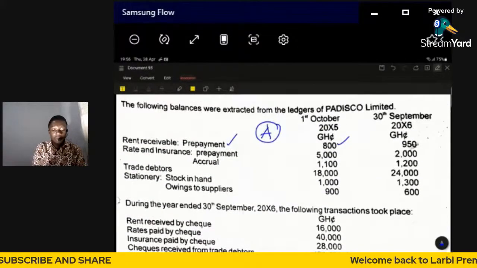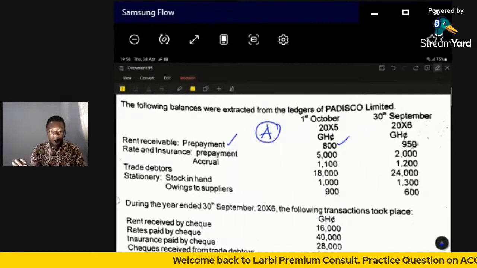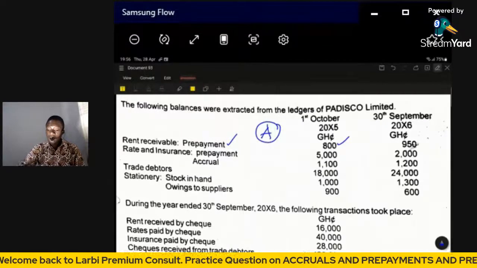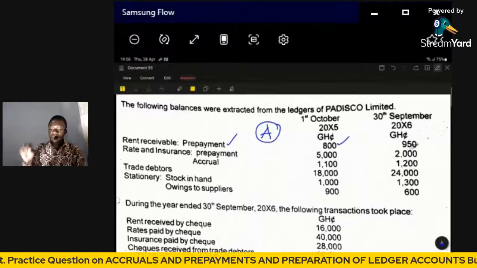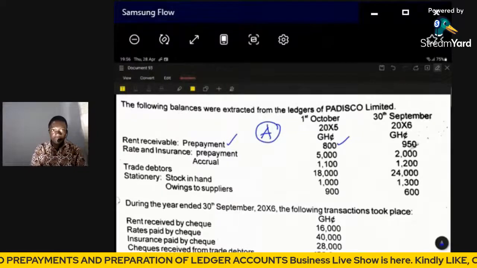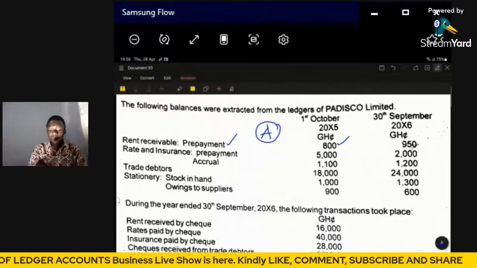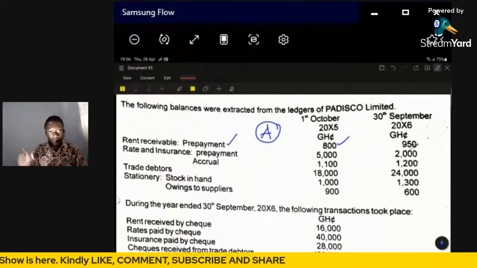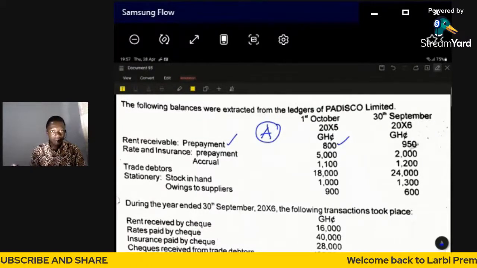that is for the prepayment. That's for the prepayment on 1st October. I hope that is clear up to this stage. And then as at 30th September, that's where the year ended, we also have a prepayment that the tenant has made toward Padisco. So that one too, since we said it is a liability towards Padisco Limited, since the tenant has come and occupied the space or the service provided by Padisco, it is going to be a liability with a balance at the credit side of the account at the end of the day.